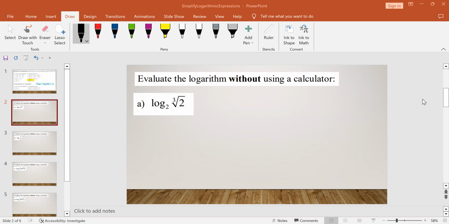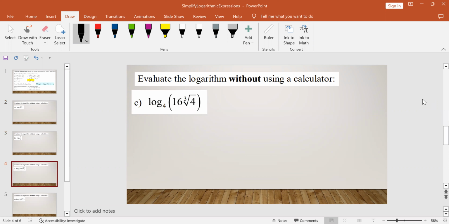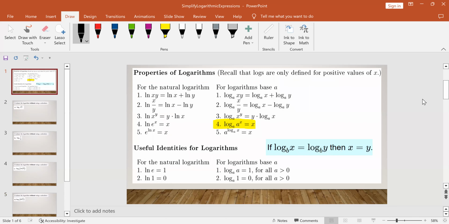Welcome to another video about logarithms. In this video, we'll try to simplify or evaluate some logarithm questions. So we have question A, question B, question C, and question D. For these four questions, we will use one of the properties, property 4, the one I highlighted here in yellow: the logarithm of a raised to x with base a is equal to x.